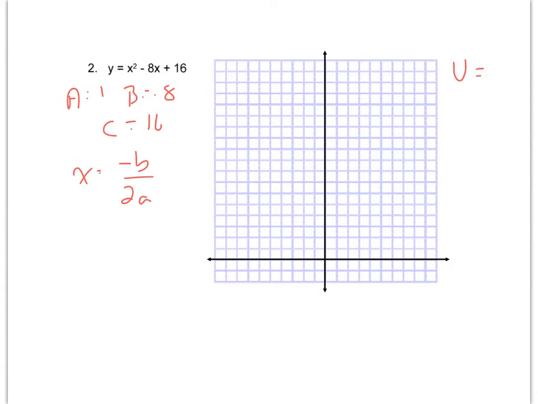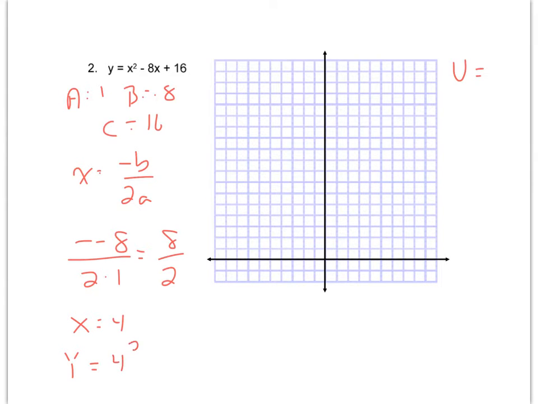Okay, my vertex is my x. I'm going to plug in b, which is negative 8. So negative 8 over 2 times 1, a is 1. I'm going to get positive 8 over 2, so x equals 4. To get my y now, I'm going to plug 4 into my equation. So I'm going to take my 4, which is right here, and I'm going to plug it in for x up here.